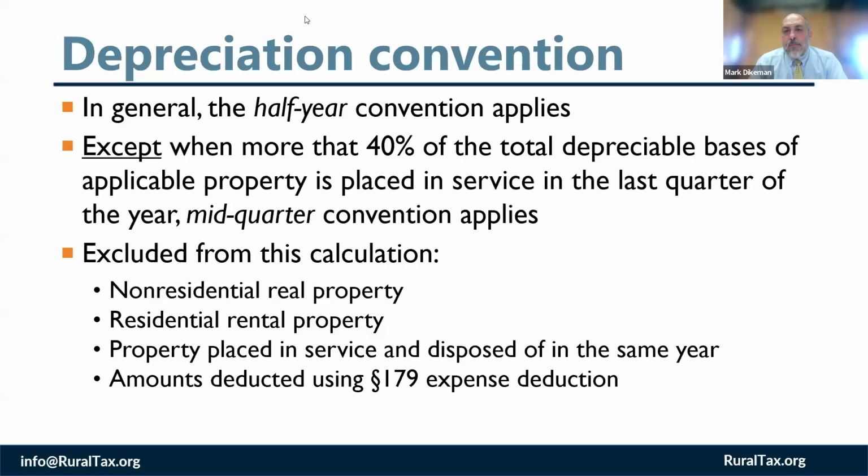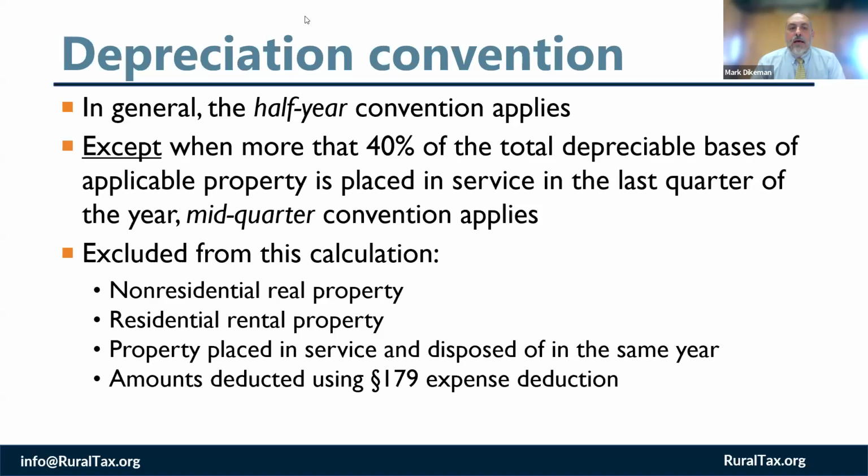Now, I mentioned the applicable property. That applicable property does not include non-residential real property. So those commercial buildings, we're excluding from this calculation. Residential rental property, rental houses, apartments, are not going to be included in this calculation. We're also going to exclude property that we placed in service and disposed of in the same year. And then finally, we're going to exclude amounts that we deduct using the 179 expense deduction. And that can be helpful to us.